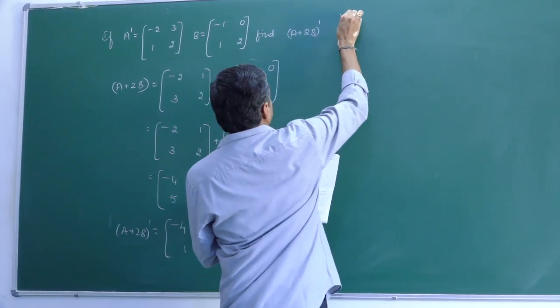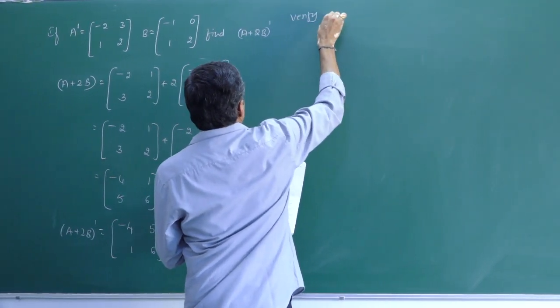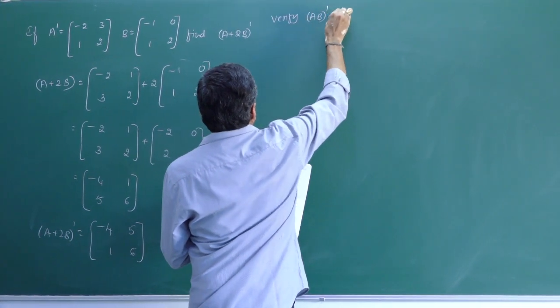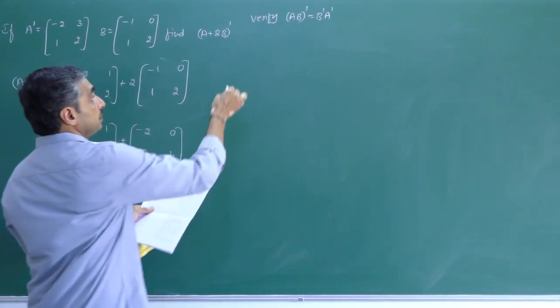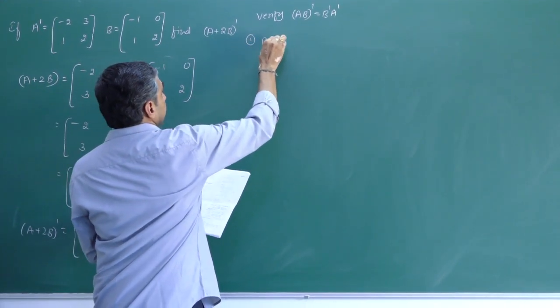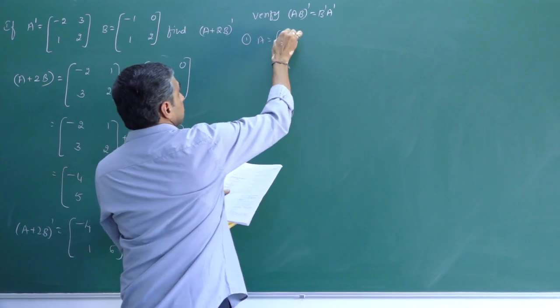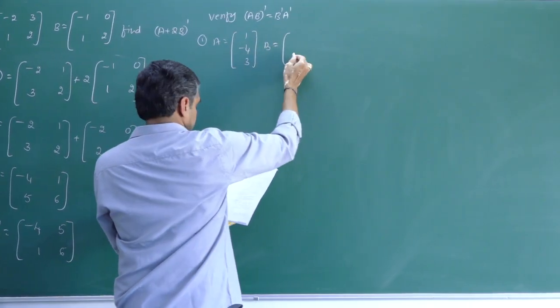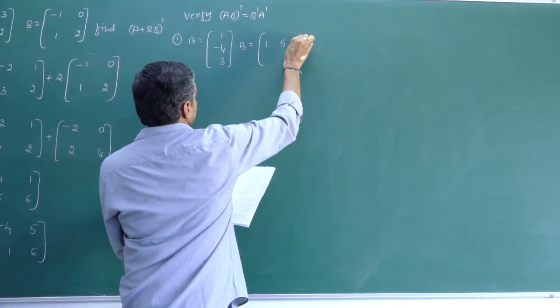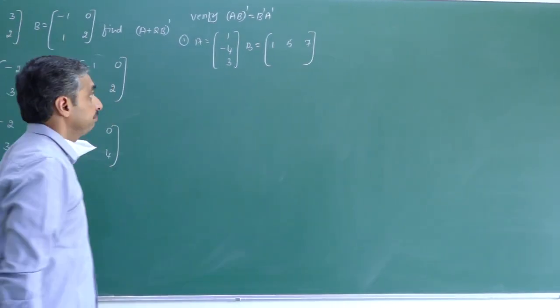Next one, verify (AB) whole dash is equal to B dash A dash. Very important question from the examination point of view. Okay. Sometimes this is a 5-mark question. Okay. So B is given by 1, 5, 7.